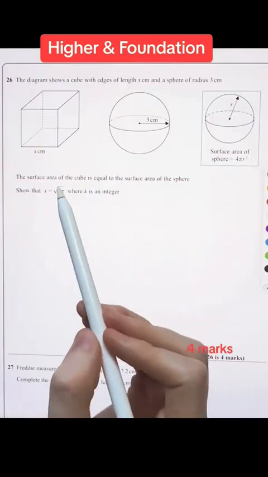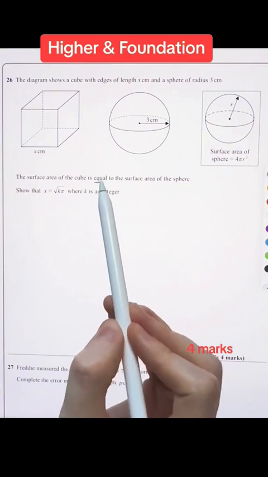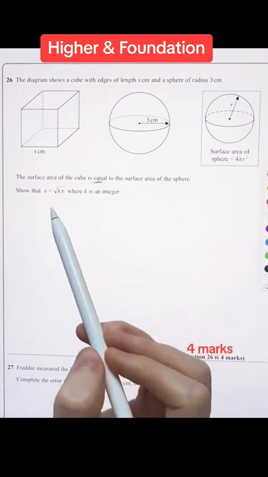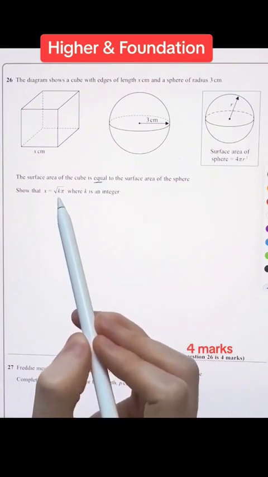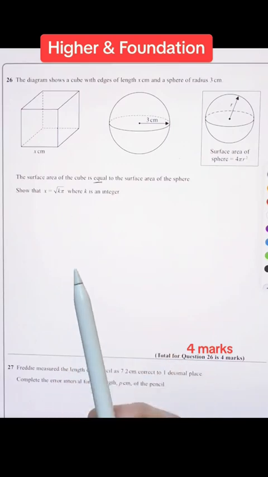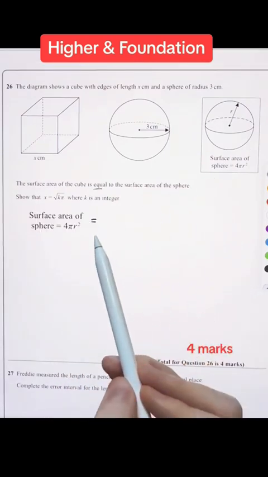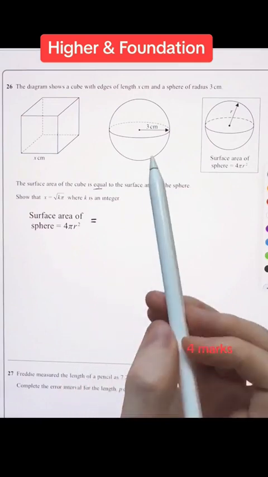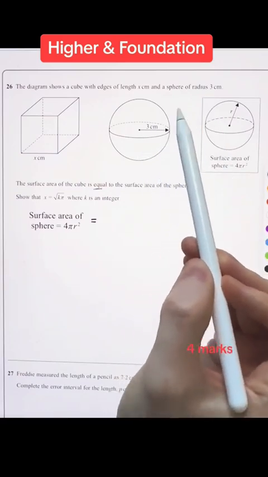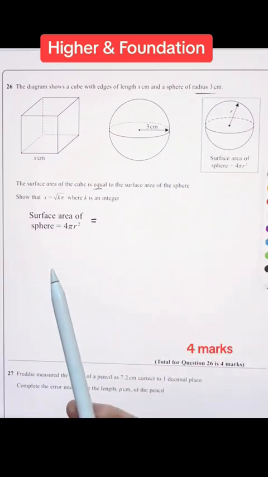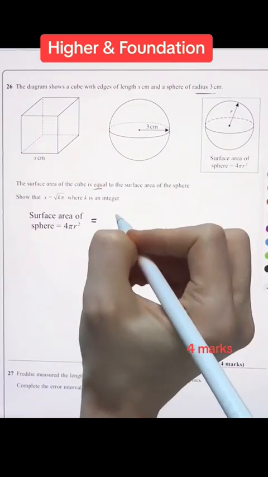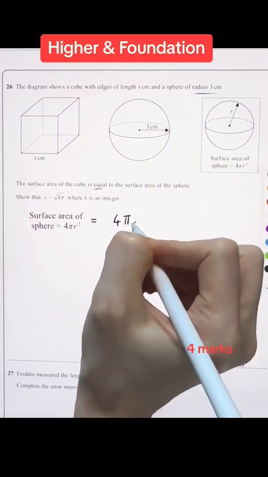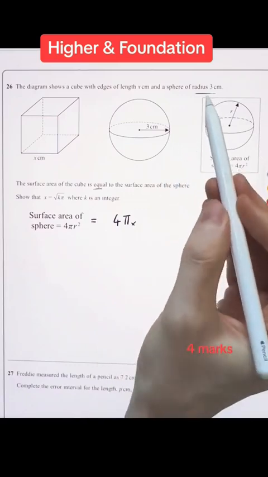Question 26. The surface area of the cube is equal to the surface area of the sphere. Show that x equals the square root of k pi, where k is an integer. We're given that the surface area of a sphere is 4 pi r squared. And here our sphere has a radius of 3 centimeters. Therefore, substituting into our formula, 4 pi multiplied by r squared. Well, r is my radius, r is 3.